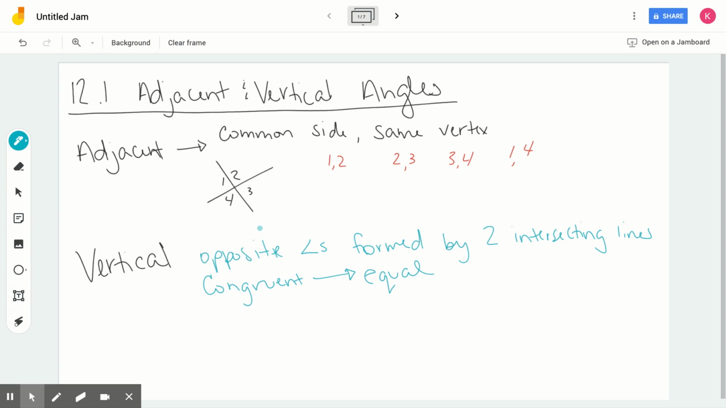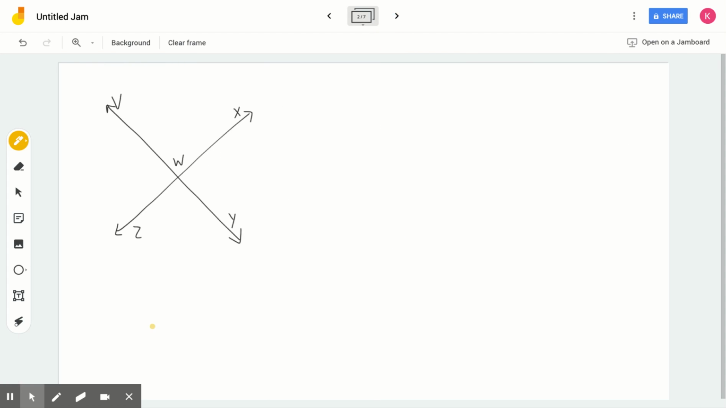So if we look back to our example up here, our drawing, 1 and 3 are vertical. They are formed by intersecting lines and they are equal. So 1 and 3 would be vertical. The same goes for 2 and 4. They are formed by intersecting lines moving in opposite directions and they are equal. So those are some examples of vertical angles.